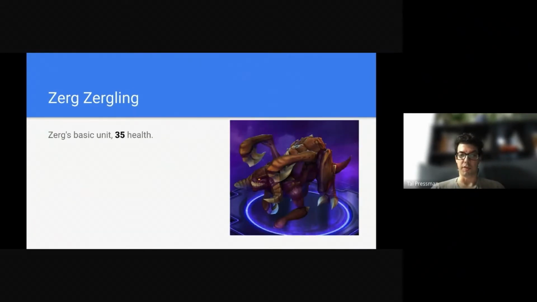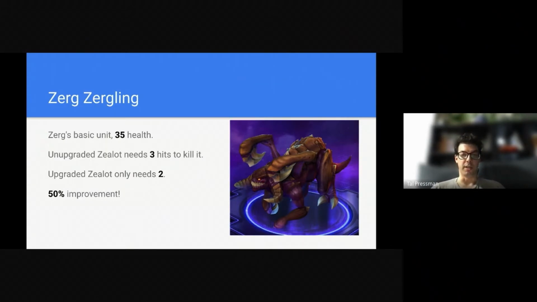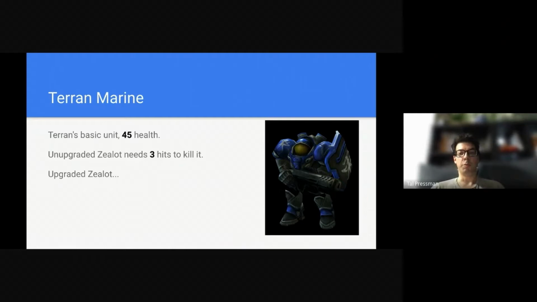What's the difference? So if we're playing against a Zerg opponent, the basic Zerg unit, the Zergling, has 35 health. That means that an unupgraded Zealot can kill a Zergling with 3 hits. However, an upgraded Zealot only needs 2 hits to kill the Zergling, thus making this upgrade actually a 50% improvement and not 12.5%.